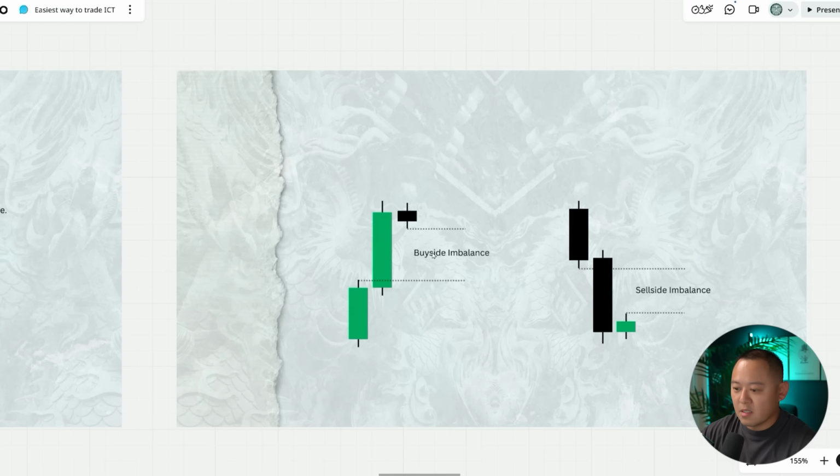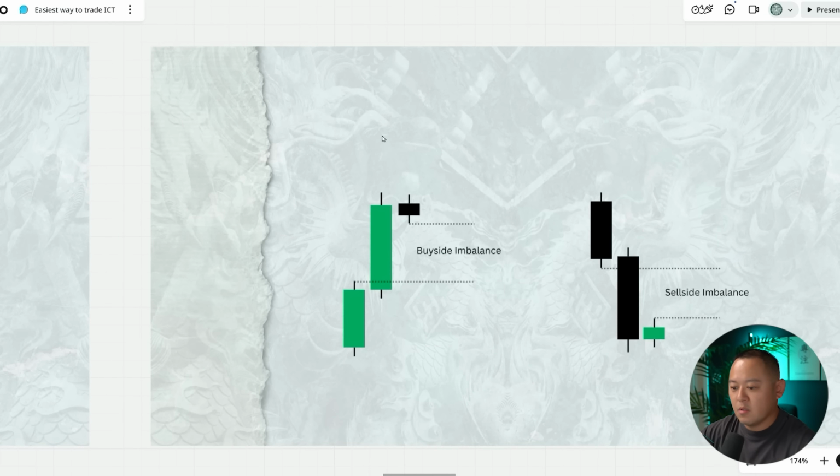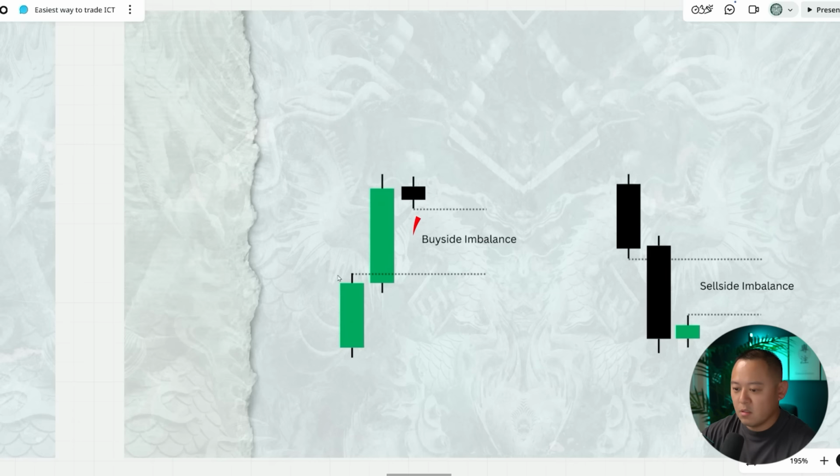These imbalances are created from a 3 candle pattern. So what we have is a candle 1. For a buy side imbalance, as the market is trading higher, we have this second candle that creates a large range. And then that third candle doesn't come back to fill in the body of candle number 2. You guys can see here the highs printed here, and then it doesn't actually trade all the way back down. If it were to trade all the way back down there, then we don't have a gap in price.